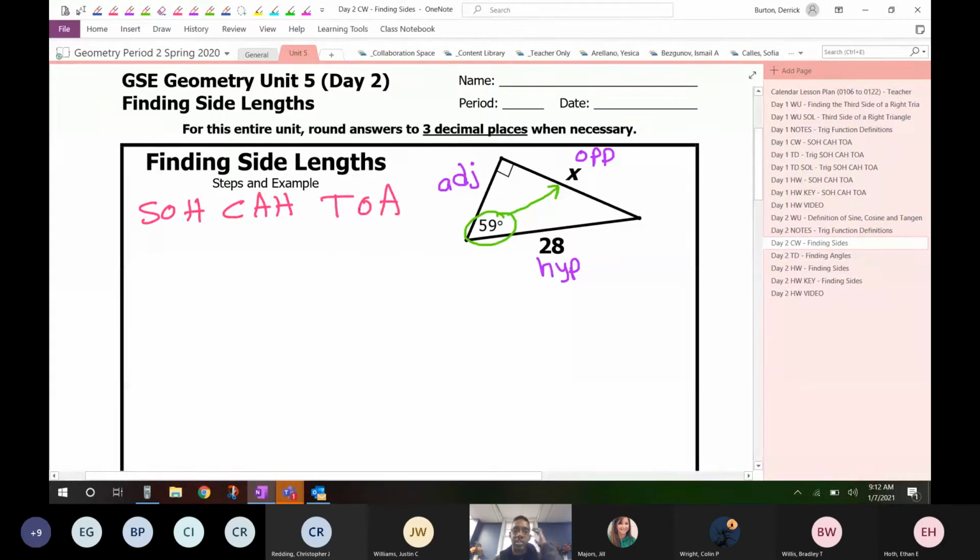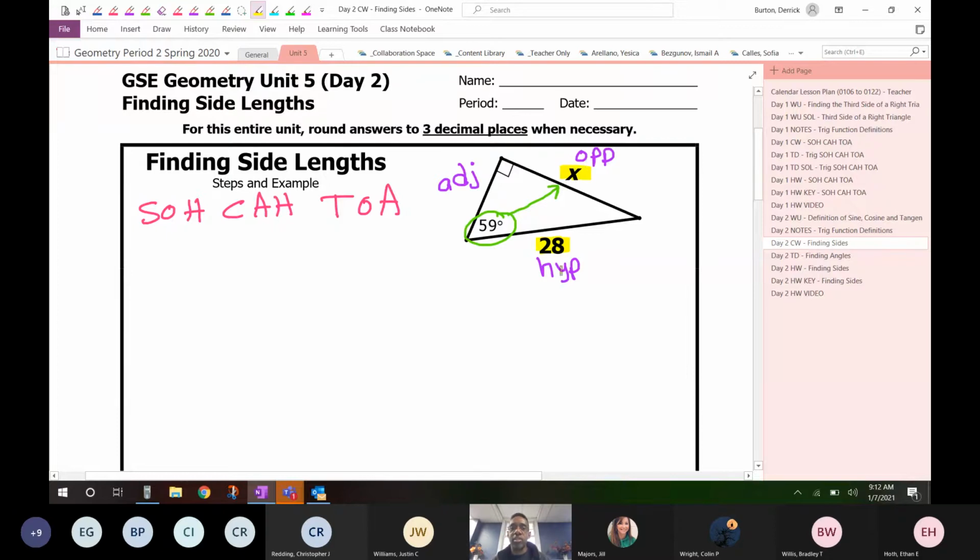All right, that's just telling us sine is opposite over hypotenuse, cosine is adjacent over hypotenuse, and tangent is opposite over adjacent. So when you look at this picture, you have to decide which two sides are involved. So you see that we have the 28, which is the hypotenuse, and then we're looking for x, which is opposite.